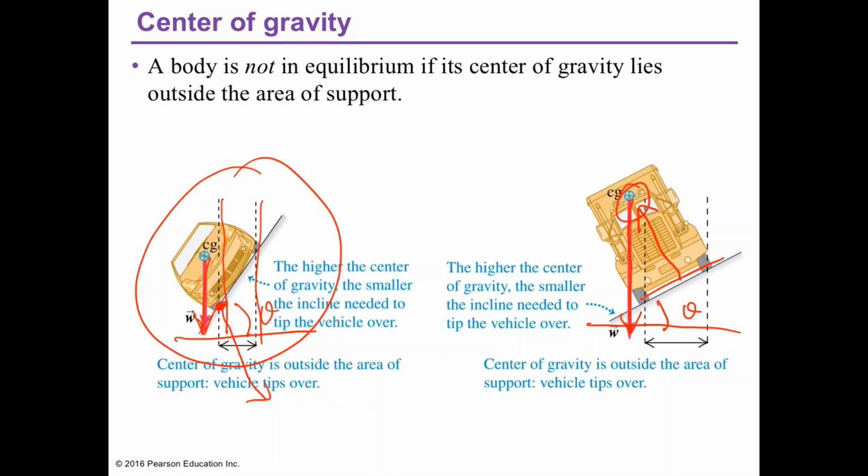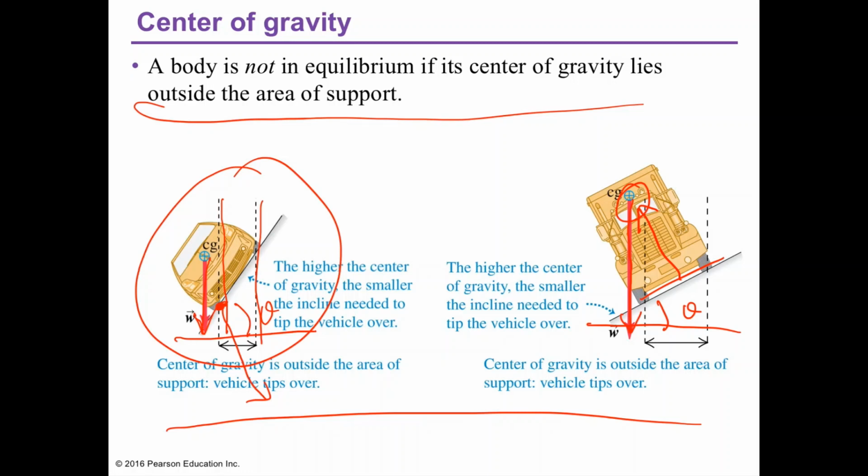So basically, if you see a truck that overturns on a highway and blocks the traffic for hours, it is really the high center of gravity that's to blame. This does not only apply to a truck, it applies to SUVs as well, those cars that have a higher center of gravity. So the lower the center of gravity and the larger the area of support, the more difficult it is to overturn a body. That's what we've learned from these slides.